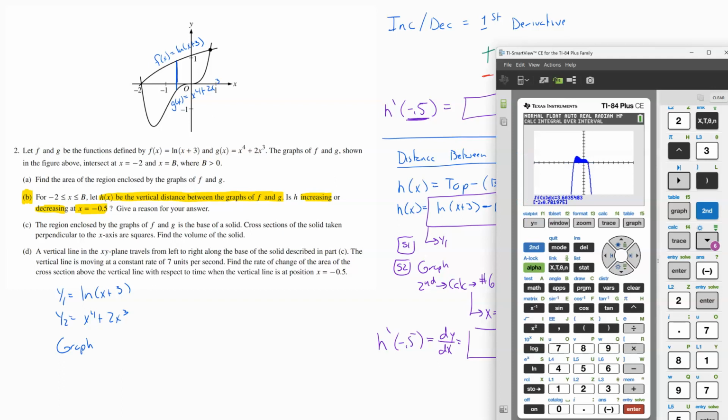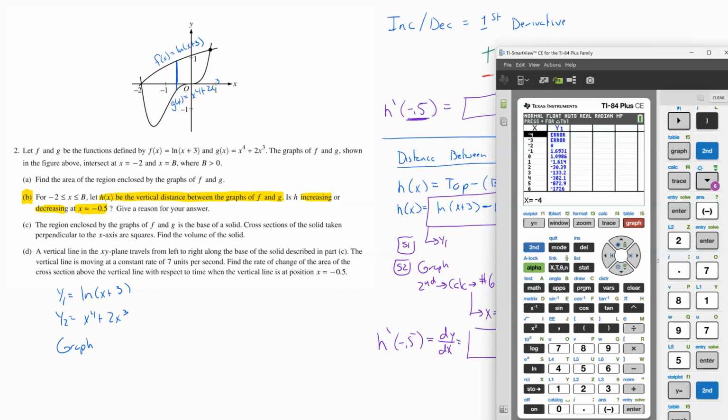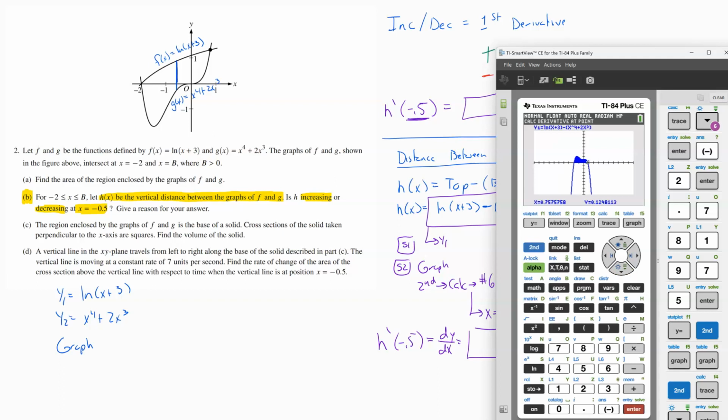So let's open up our calculator. The nice thing is we have that in the calculator already because we just used that on part A to find out what the integral was. This time we're using the same exact equation, except we're using it in a different way. We're trying to see the derivative of this at a point. Let's graph it first, excuse me. So we'll graph it, and then we will hit second calc. This time we want to find the derivative, so we hit option 6, dy dx, hit enter on that, then type in the x value we care about. So we want it at negative 0.5.